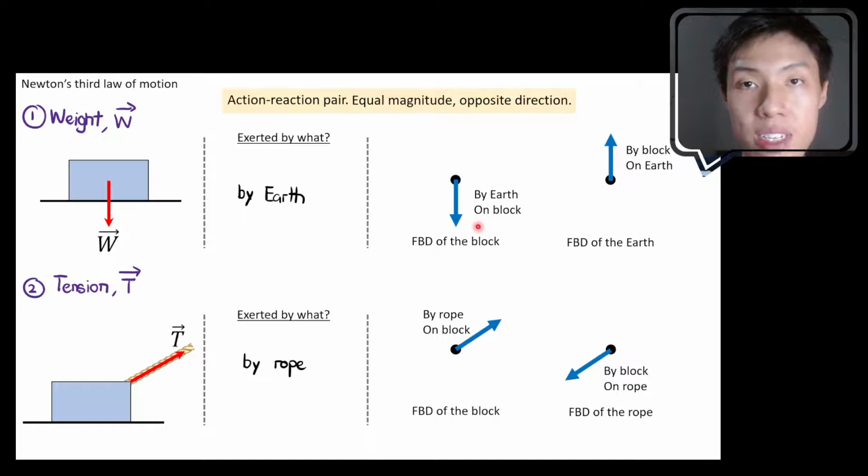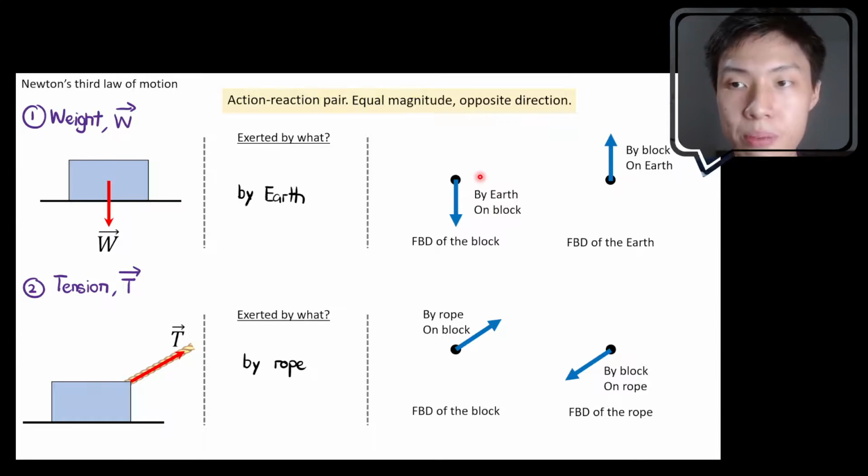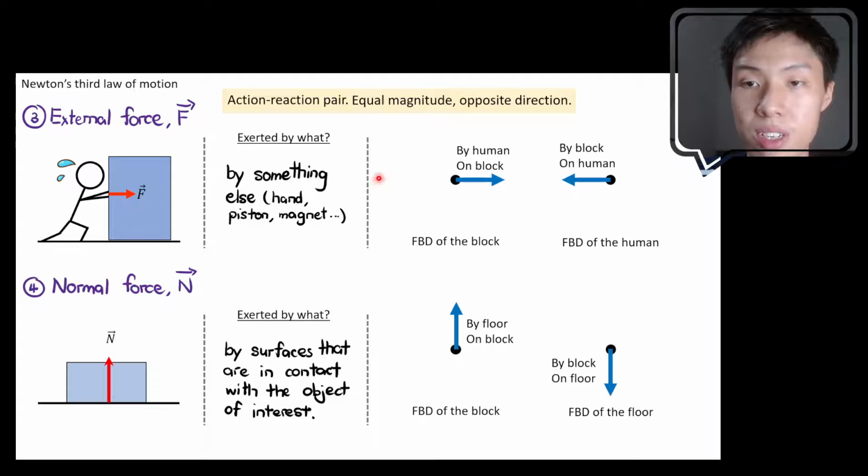And this follows what we said just now. The action-reaction forces should be acting on different bodies. So you see the action and the reaction pairs exist on the free body diagrams of two different bodies. Okay, we move on to the third and fourth situation.